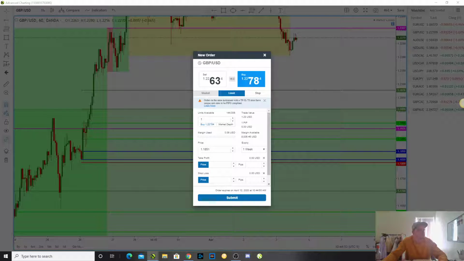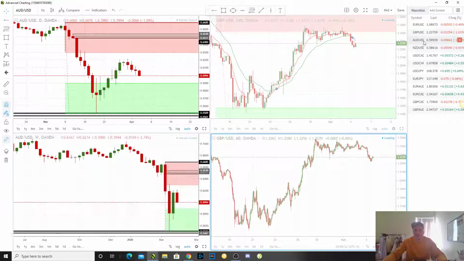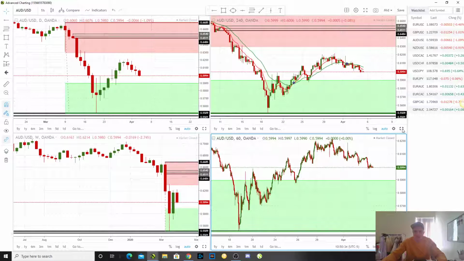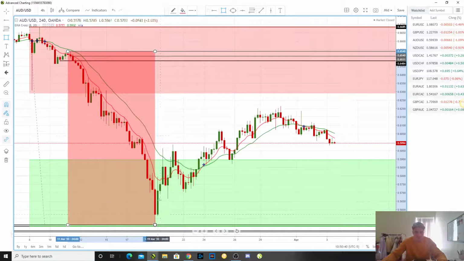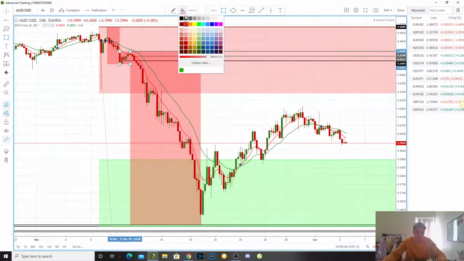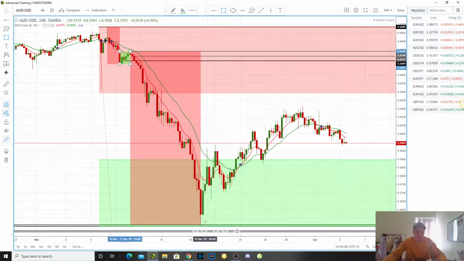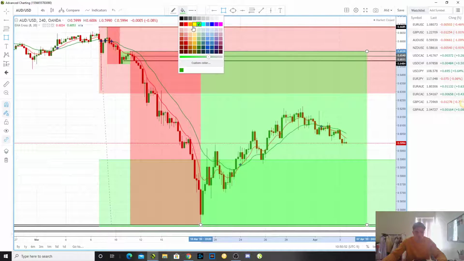So, all right, that's the pound dollar. So right here, this is Aussie. This is your movement control right here. That is the movement control, and I'll show you why. This will be yellow. Oh, this will be yellow.